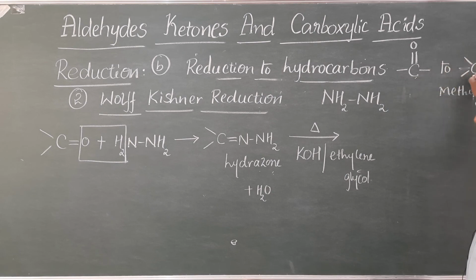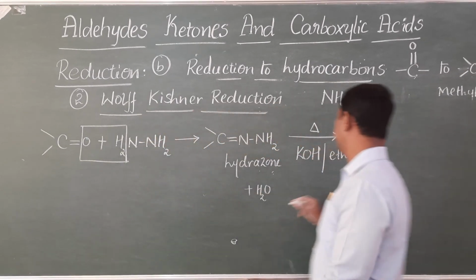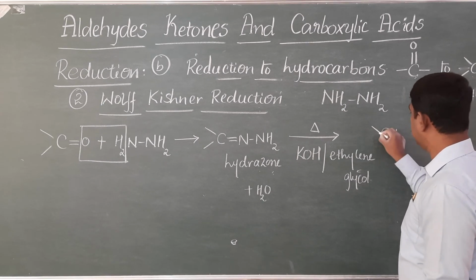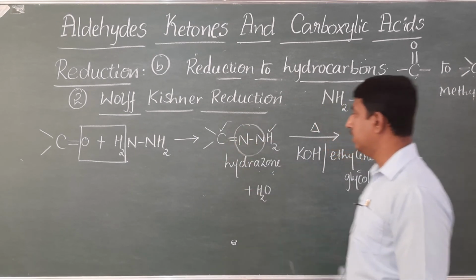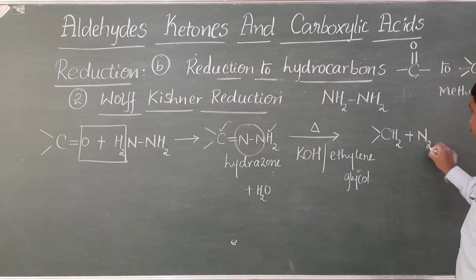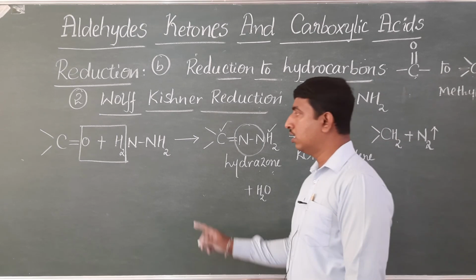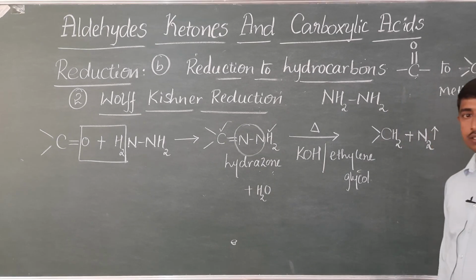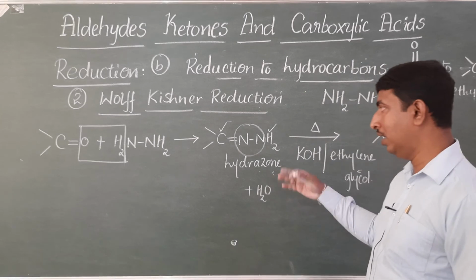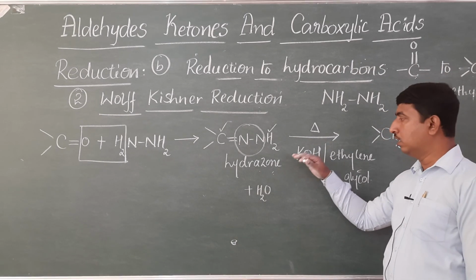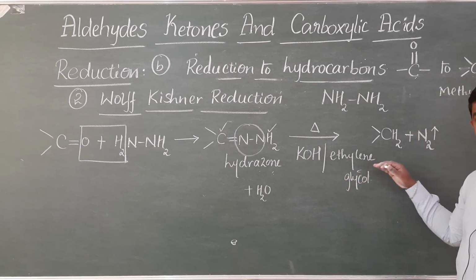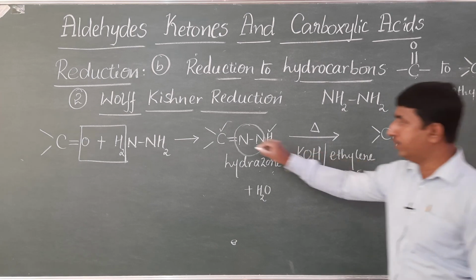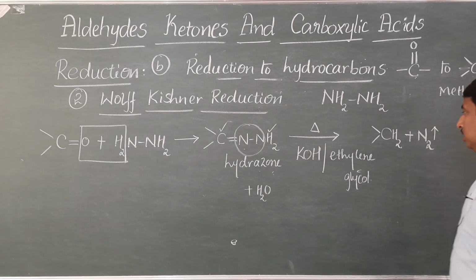Hydrocarbon means CH2. So the initial component was CO, it should be converted to CH2. What is remaining? N and N. You write N and N as N2. So CH2 plus N2. So in this way we can convert aldehydes or ketones into hydrocarbons. First we treat aldehyde or ketone with hydrazine, hydrazone is formed. Heat that hydrazone by adding KOH or sodium hydroxide in ethylene glycol. With the removal of N2, hydrocarbon is obtained, that is CH2.